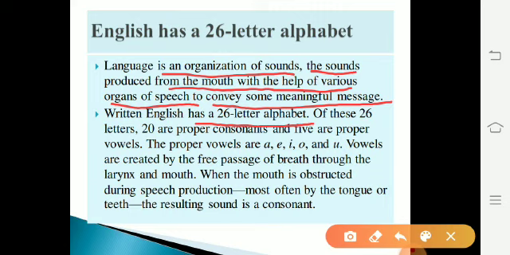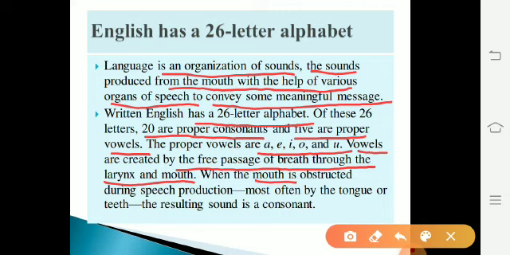Of these 26 letters, 21 are proper consonants and 5 are proper vowels. The proper vowels are A, E, I, O, U, and the rest are consonants. Vowels are created by the free passage of breath through the larynx and the mouth. Now, when we have studied the diagram, it is very clear to us that vowels are created by the free passage of breath through the larynx and mouth.